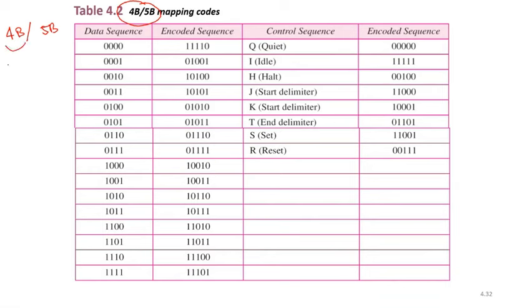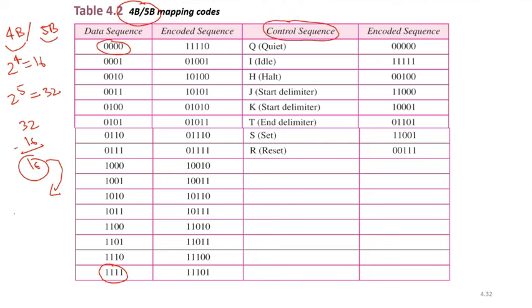If it is 4-bit data, 2 to the power 4, which means 16 possible combinations, will be there. But if it is 5-bit, it is 2 to the power 5, which means 32 combinations will be there. So the data sequence will be from 0000 to 1111. But in the coding, we have done 5-bit coding. Out of 32 combinations, 16 combinations can be used for the 16 data sequences, and the remaining 16 combinations can be used for control sequences.